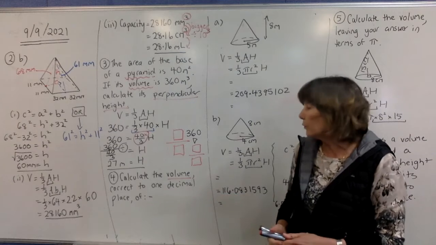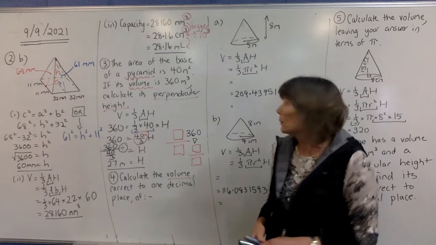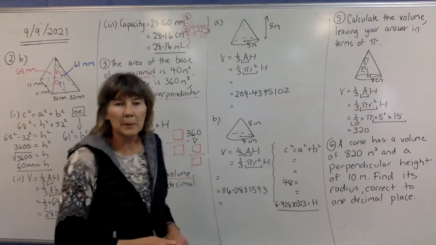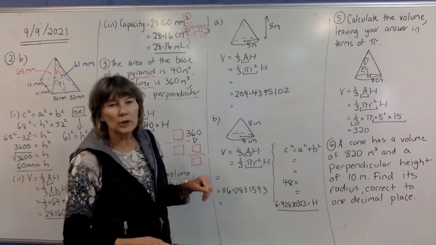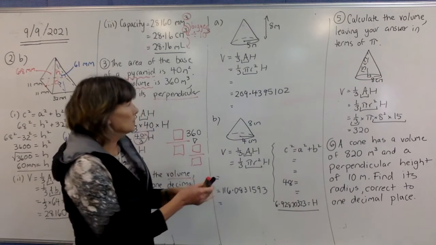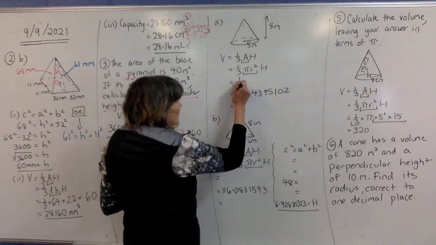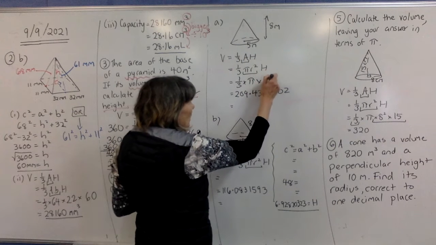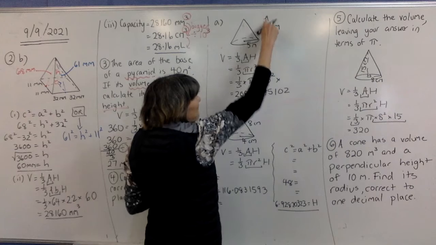All right, now in number 4, we're just calculating the volume correct to 1 decimal place of a cone. So a cone is a pyramid, so it's V equals 1/3 AH. It's a circular base, so we're putting the area of a circle in here, pi r squared. And now we're going to sub in. So it's 1/3 times pi times, the radius is 5 squared times the perpendicular height.